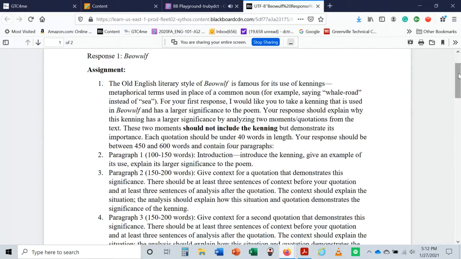But your response should explain why this kenning has a larger significance by analyzing two moments and quotations from the text, okay, that you think demonstrate the ideas or associations, the symbolism of the kenning. Okay, the two moments should not include the kenning, but demonstrate its importance. All right, so I'm not looking for two other examples of the kenning, but two moments that allow you to explain why this kenning has a deeper significance to the epic. All right, your response should be at least 450 words and contain 4 paragraphs.